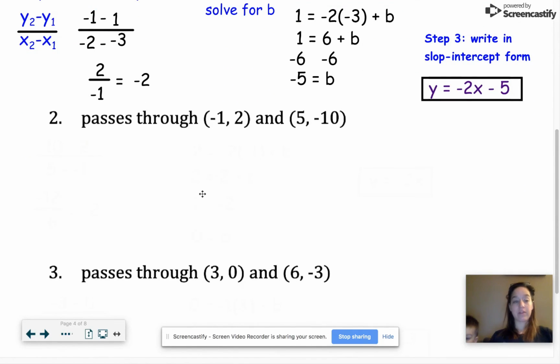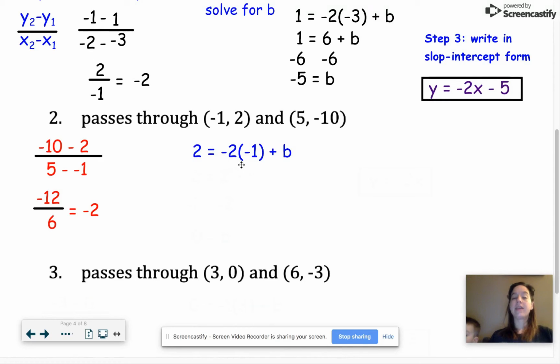Let's try another one. I'm going to go a little bit quicker through. But the first thing, I need to find my slope. So I go ahead, I find my slope. I do negative 10 minus 2 over 5 minus negative 1. I get negative 12 over 6, which is negative 2. So my step 2, I plug it all in. I again used my first set of ordered pairs. I think I did that for all 3, but really it doesn't matter which one you do. It still works out.